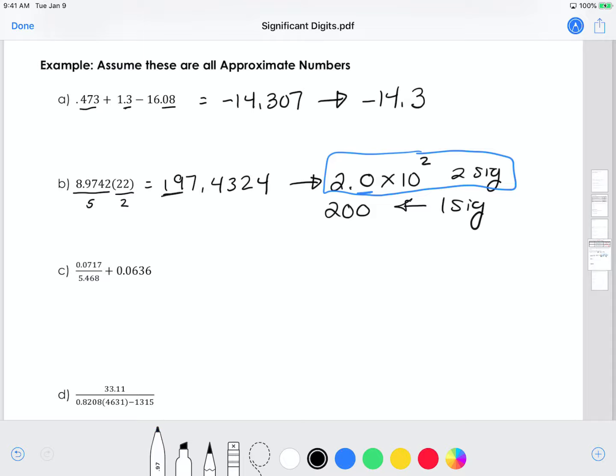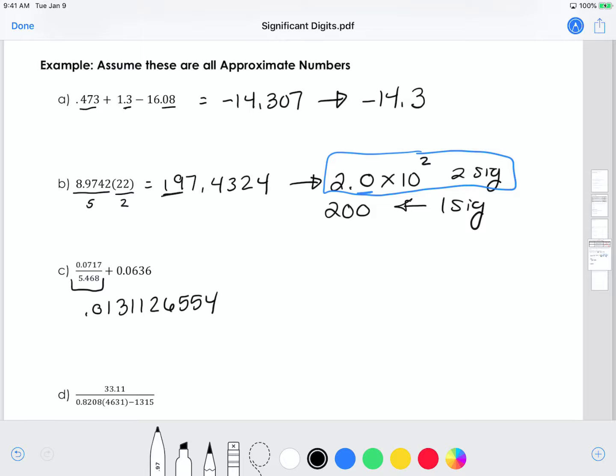Okay, now in this example, we have mixed operations where we're going to mix our rules. We have division and we have addition. And so using order of operations, of course, we do this first. So when I put that in on the calculator, I get 0.0131126554. Because that's division, I want to use the division rule where we focus on the accuracy, which means we're focused on the number of significant digits.